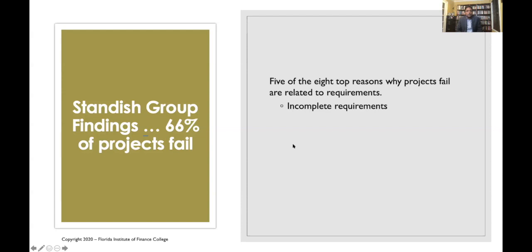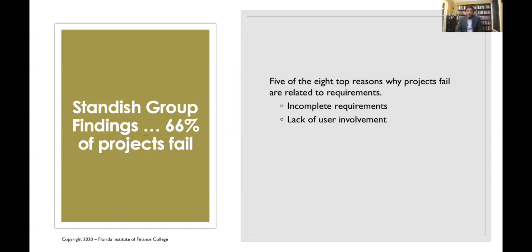First one is incomplete requirements. If you don't exhaust the requirements from the beginning all the way to the end, if you miss one piece of the requirements, of course the project is going to be in trouble.